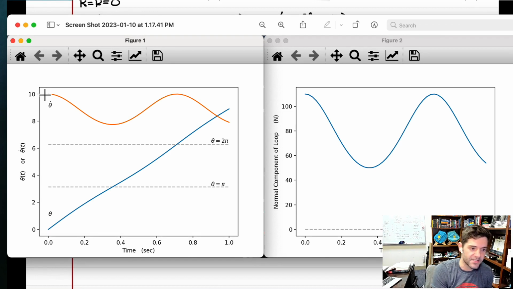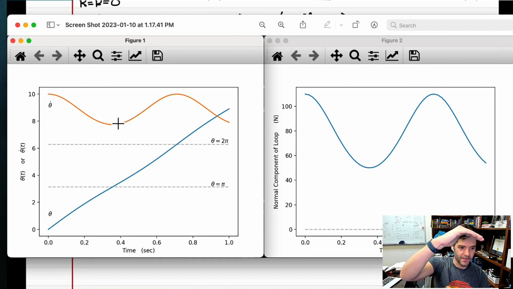And then you can notice your velocity. You start really fast going up the loop, and then you slow down. That makes sense. Gravity's kind of slowing you down as you go up. And then once you make it over the other side, you start to speed back up and up and up again until you get to 2 pi, and that starts to repeat itself.